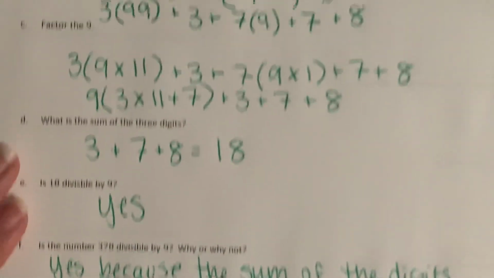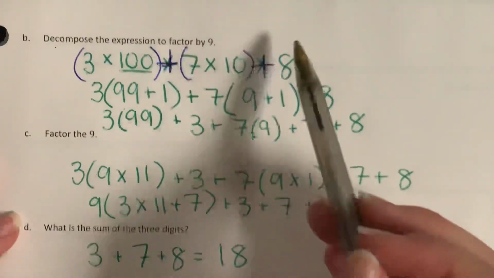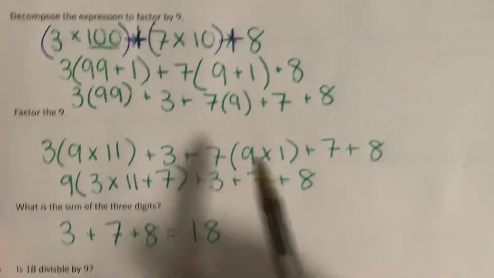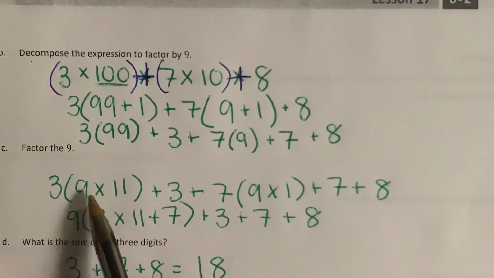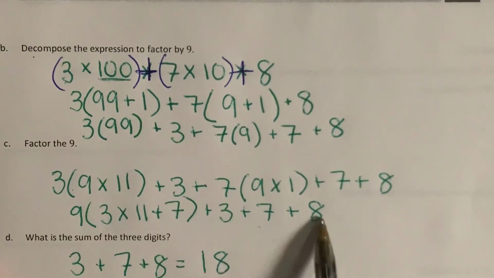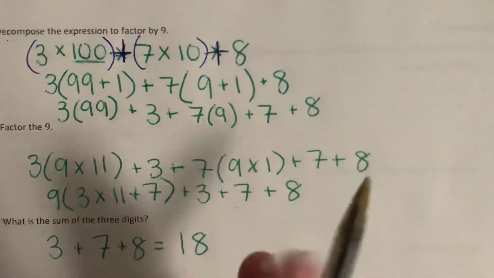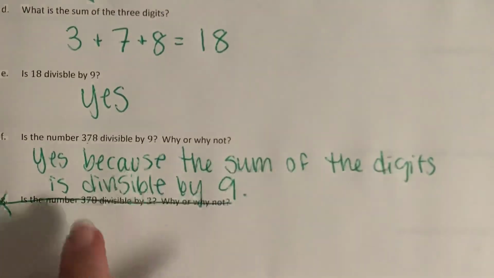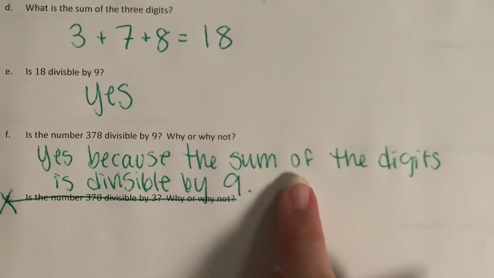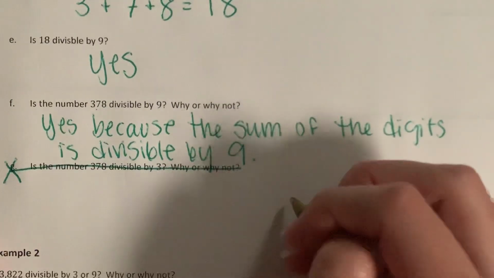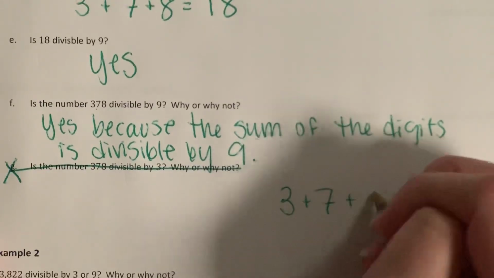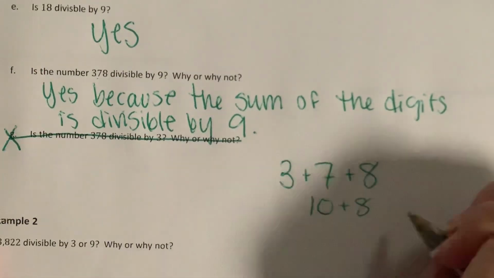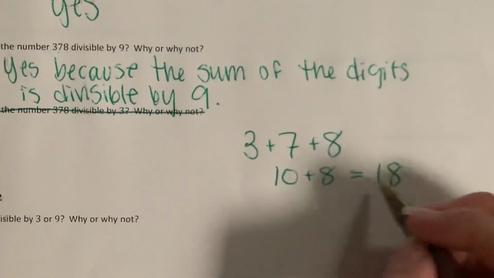Now, you guys, if this whole process, breaking it into expanded form, decomposing it, pulling out the factors, looks really complicated to you and right now you're going, where are all these extra numbers coming from? Then what you can actually do is save this as an example, and we can go back to thinking we need the sum of the digits. I can just add the digits together. 3 plus 7 plus 8. 10 plus 8 is 18. Can I divide 18 by 9?